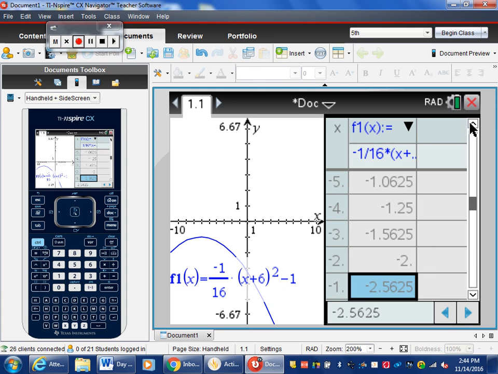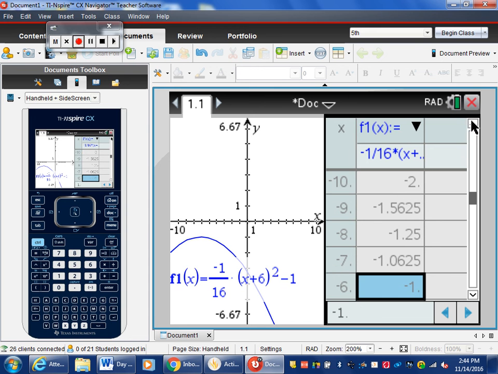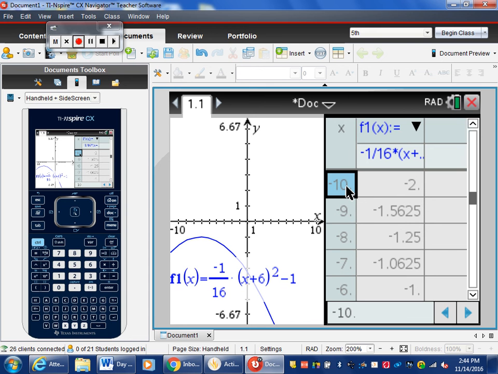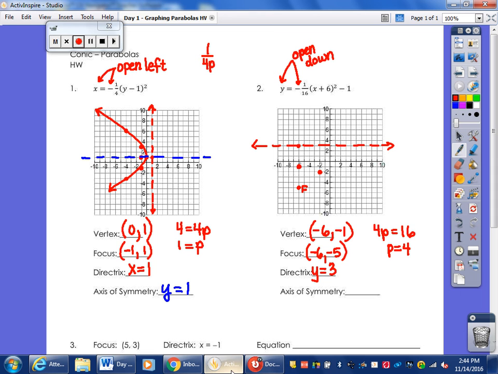So I'm going to go backwards. So it's -6, -1, which is our vertex, so we already have that one. So let's go to the other side. The point would be -10, -2. So -10, -2.